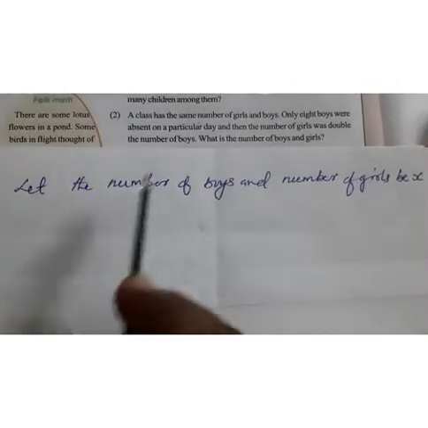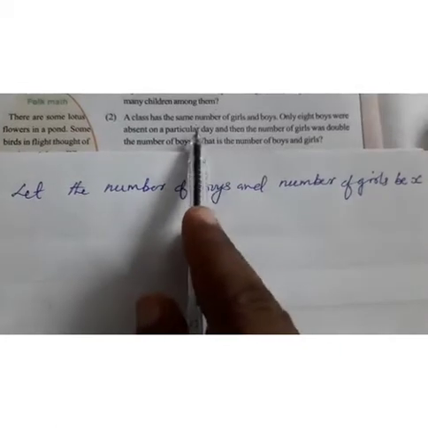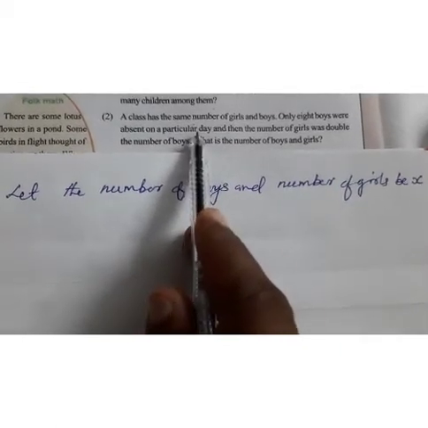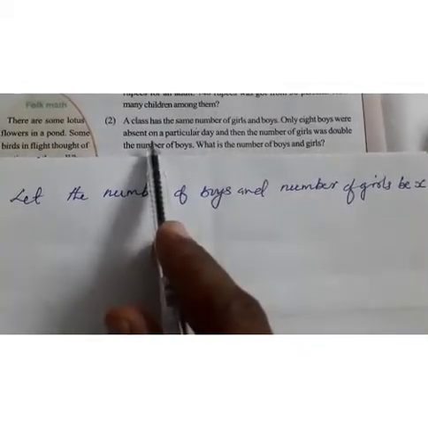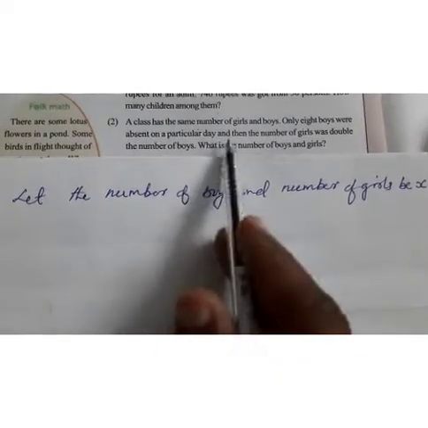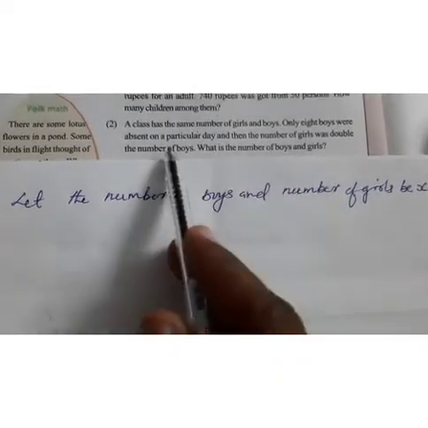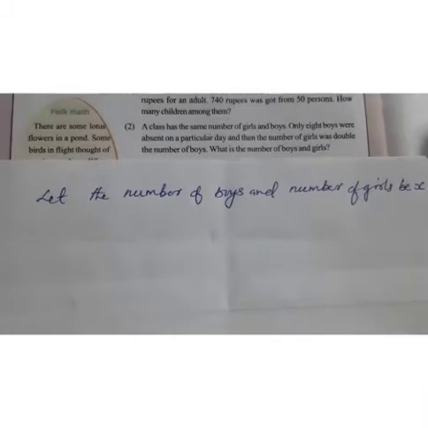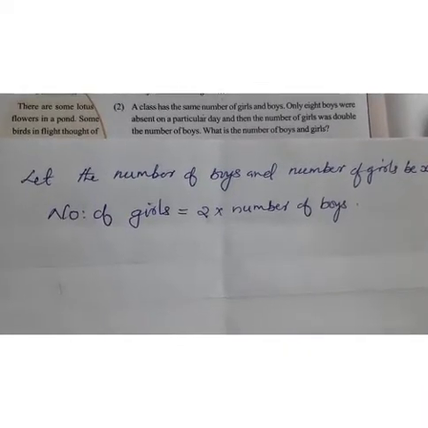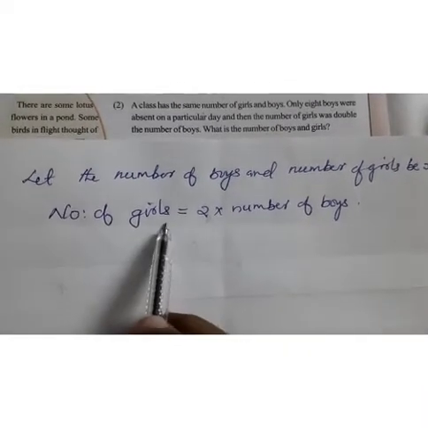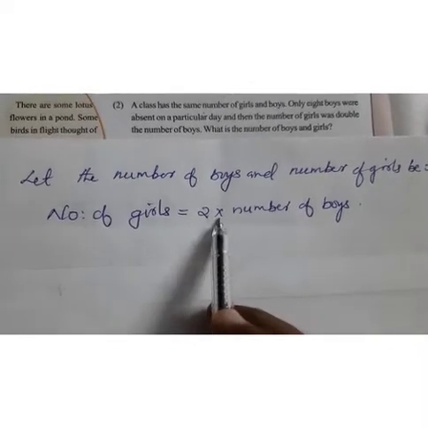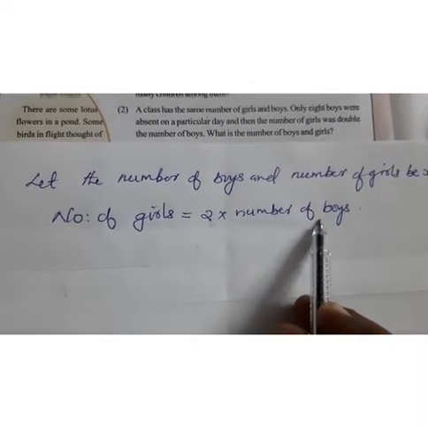Then according to the question, what happened? On a particular day, 8 boys were absent, and that day the girls were double the number of boys. So the number of girls is equal to 2 times the number of boys.